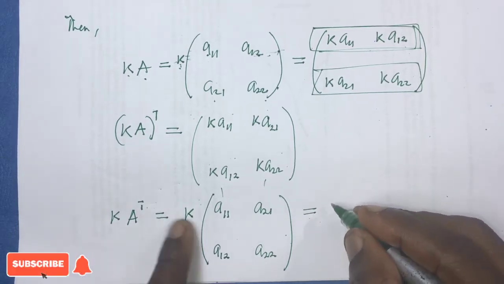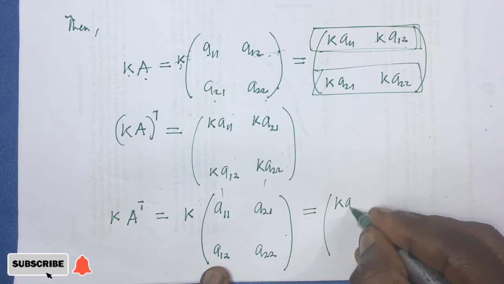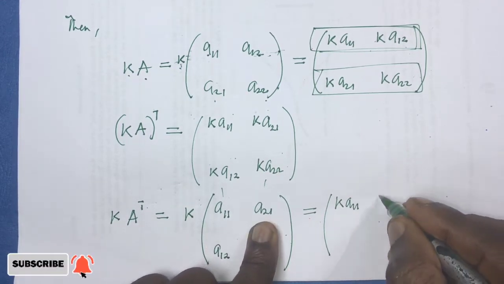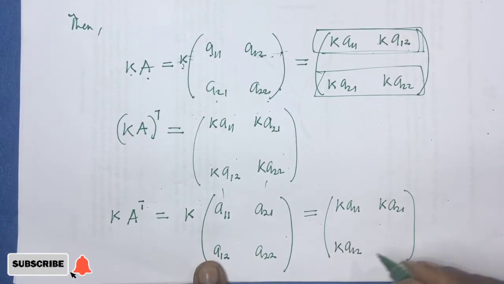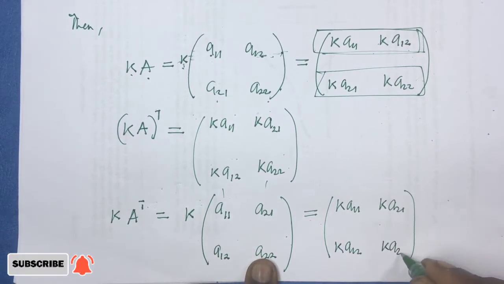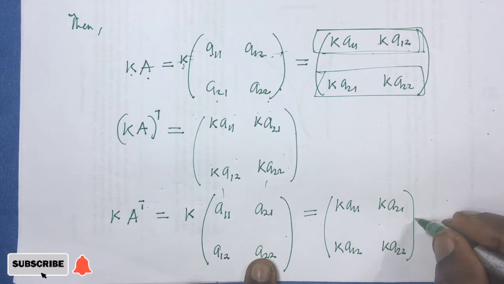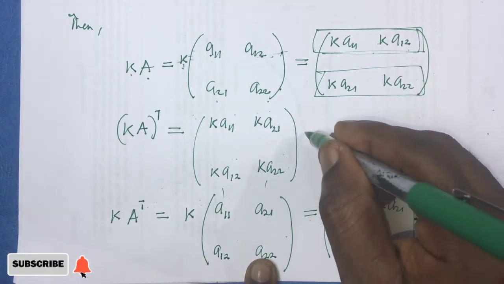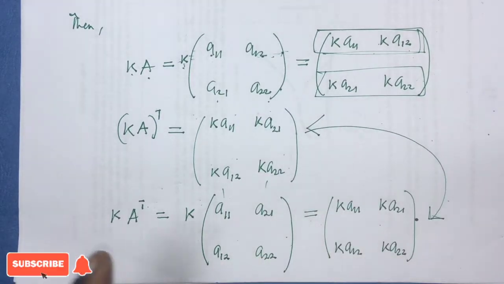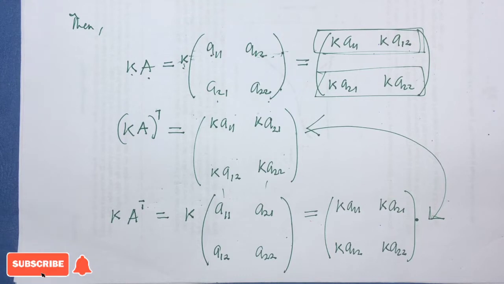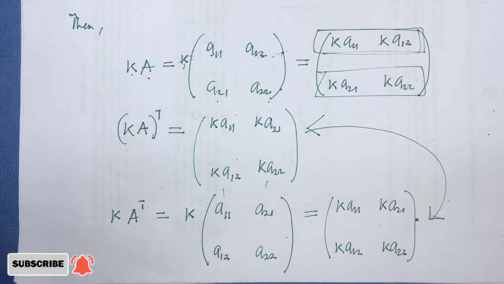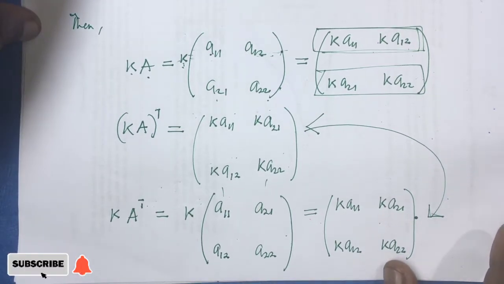Now, if you use K to multiply A11, you are going to have KA11. If you use K to multiply A21, you are going to have KA21. If you use K to multiply A12, you are going to have KA12. And if you use K to multiply A22, you are going to have KA22. So, compare both results. The result we had for KA all transpose and the result we have for K times A transpose, you will notice they are the same. So what does that show you? It shows you that KA transpose, a scalar multiplying a matrix and then transposed, is equal to the scalar times the transpose of the matrix.